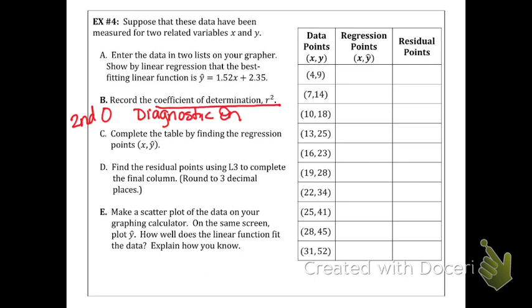My diagnostics on. So if you notice that r squared, it says it's 0.97500937884. The closer that value is to 1 or negative 1, the better fit that line is going to be. So this is like 97.5% fitting our line. It's pretty high, okay? So that's good. It wants us to complete the table by finding the regression points.